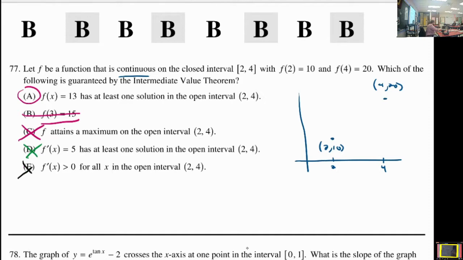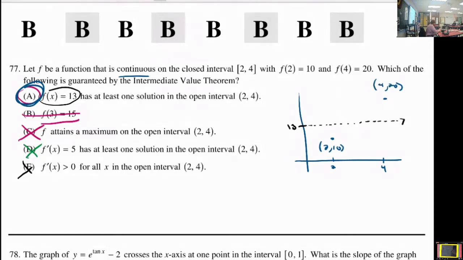But the intermediate value theorem says that at some point you do have to cross 13, because 13 is in between 10 and 20. What the intermediate value theorem says is that somewhere in between 2 and 4, you are going to need to cross that line at least once. So it is true, according to the IVT, or intermediate value theorem, that you do have to hit 13 some point in there. That's why it's A. That's a pretty straightforward one.